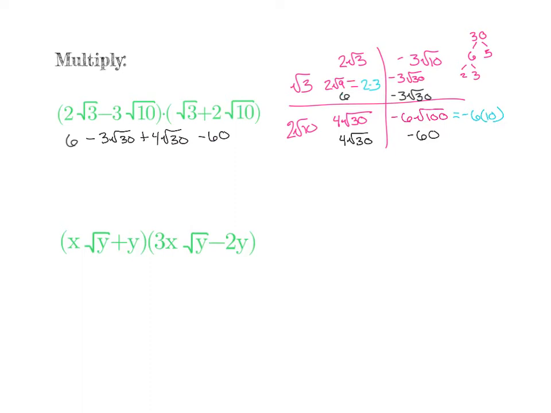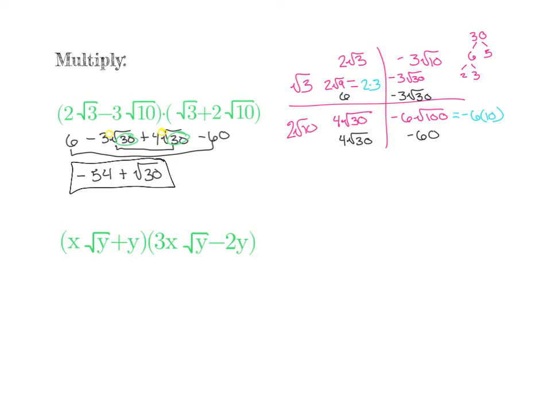Okay, so now again we look at being able to do this with like terms. So we have non-radicals that we can combine, and that's going to give us negative 54. And then we have these radicals that we can combine because again they have the same index number, so they're both square roots, and they have the same radicand. So those are the ones that we can combine, and when we combine those, we have negative 3 plus 4, which gives us plus 1 square root of 30. And so that would be our final answer when multiplying.